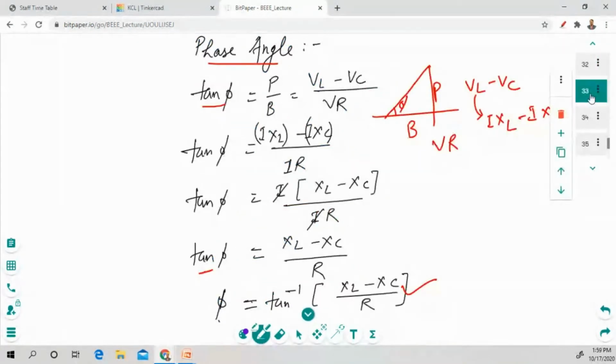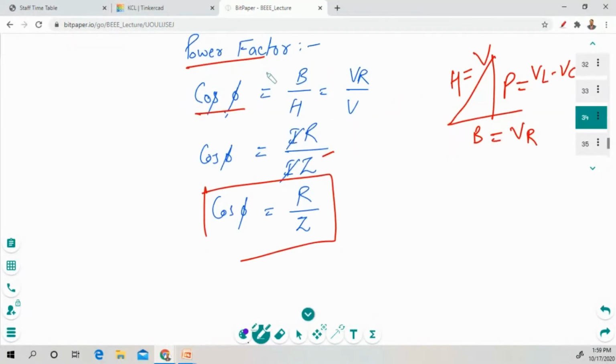This is the quick revision for the RLC circuit. The phase angle can be calculated with the help of tan of phi, and we put the values in P and B. The values can be solved using this derivation, and we find that the phase angle phi is equal to tan inverse of XL minus XC upon R, whereas the power factor cos of phi is represented by base upon hypotenuse. We put these values right here, and the power factor is R upon Z.